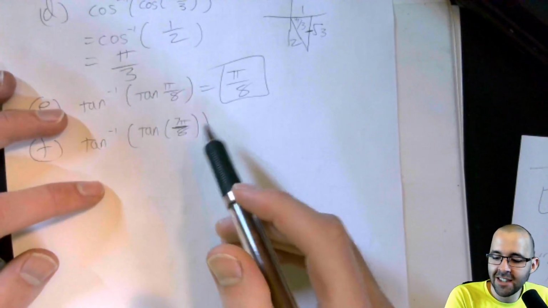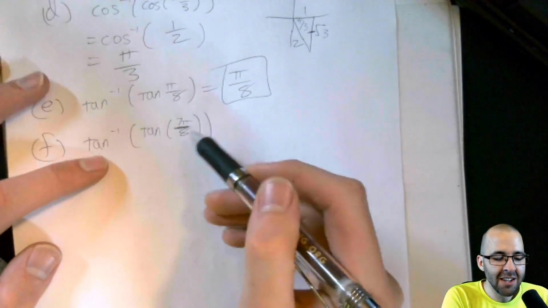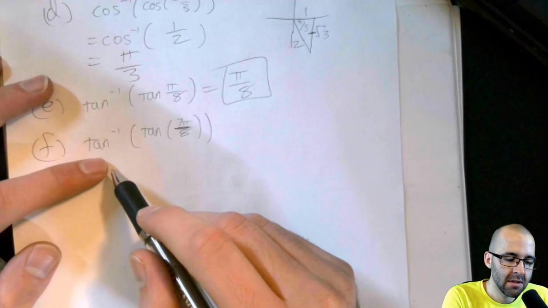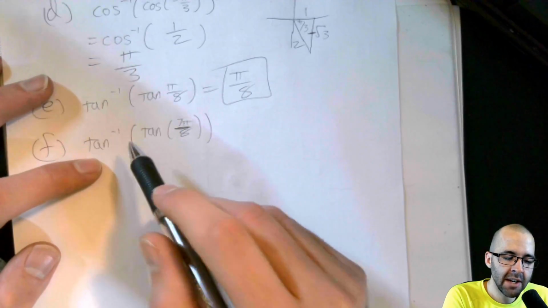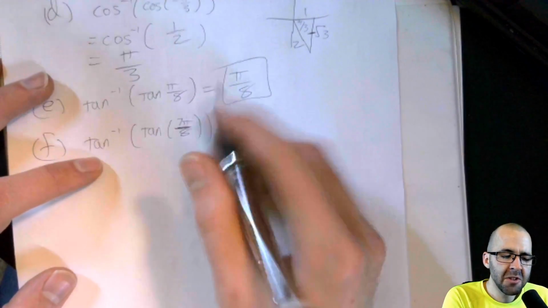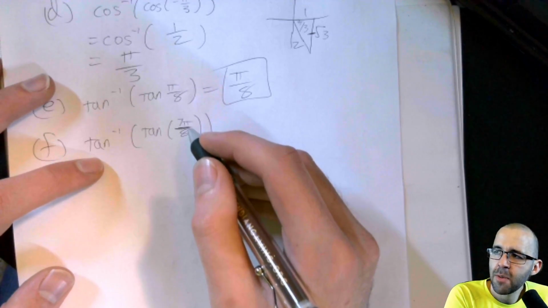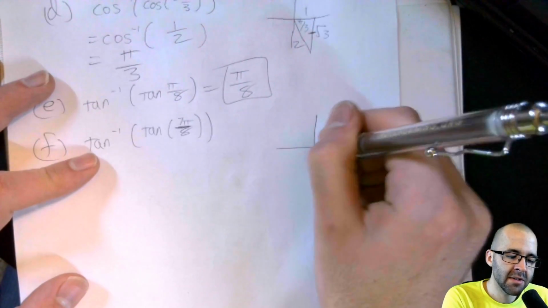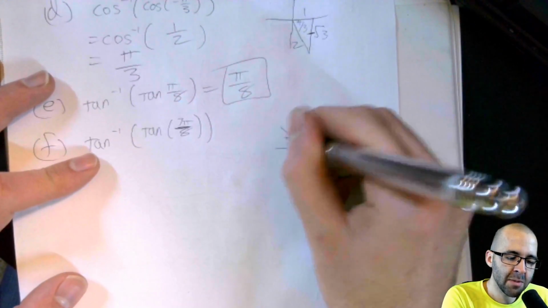Now this one's a really interesting one, and I didn't include it in my notes for a reason, because we can't use a shortcut because 7 pi over 8 is not in the range of inverse tangent. Unfortunately, 7 pi over 8 is also not one of our special triangles. So anyway, we're going to look over here. 7 pi over 8, it's somewhere over here. Reference angle is pi over 8.